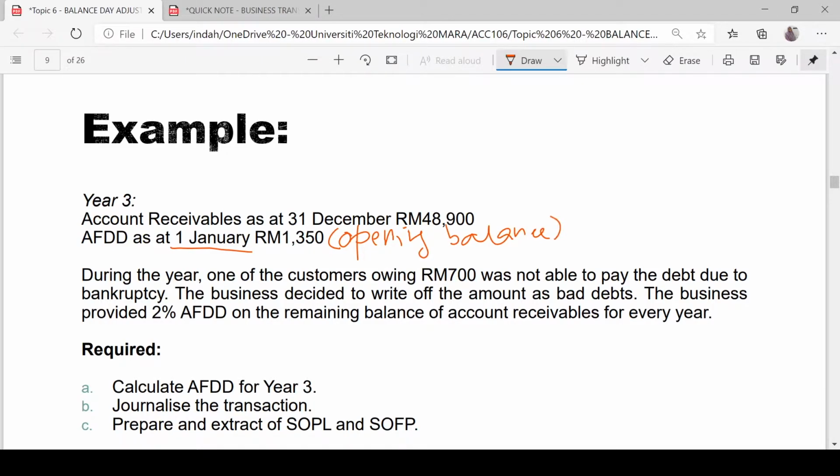During the year, one of the customers owing 700 was not able to pay the debt due to bankruptcy. The business decided to write off the amount as bad debts. The business provided 2% AFDD on the remaining balance of account receivable for every year. Why on the remaining balance? Because first, we have to adjust for the bad debts, which will affect our account receivable. You are required to calculate AFDD for year 3, journalize the transaction, and prepare an extract of SOPL and SOFP.